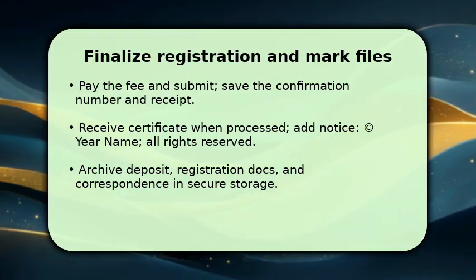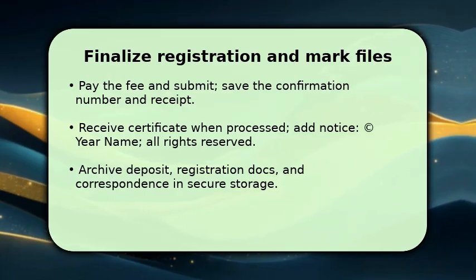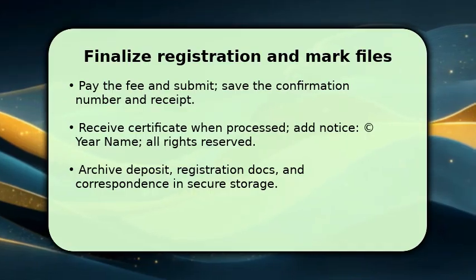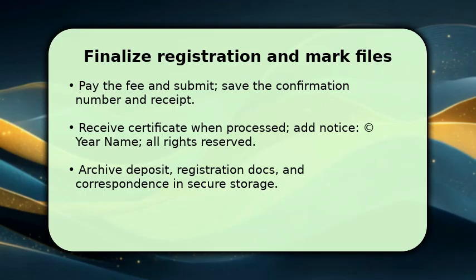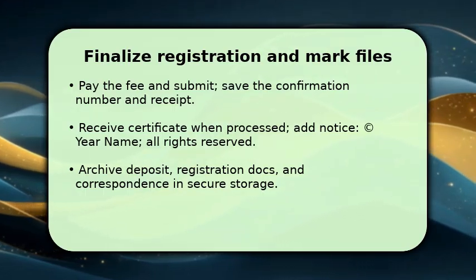Once the office processes the claim, you'll get a certificate, make a copy, and keep a secure backup. Then add a clear copyright notice to the PDF and metadata so users see the claim. Finally, archive your deposit files and registration correspondence.